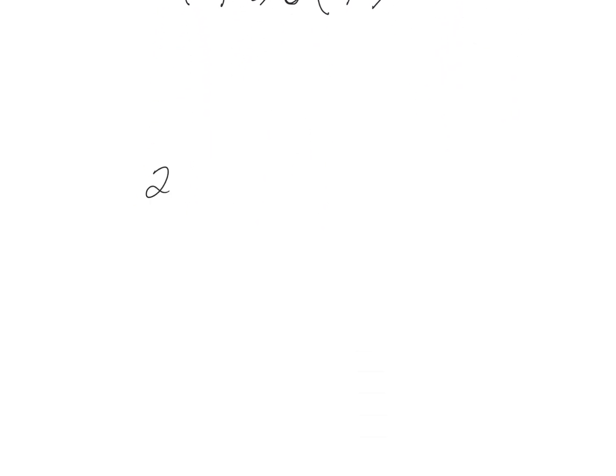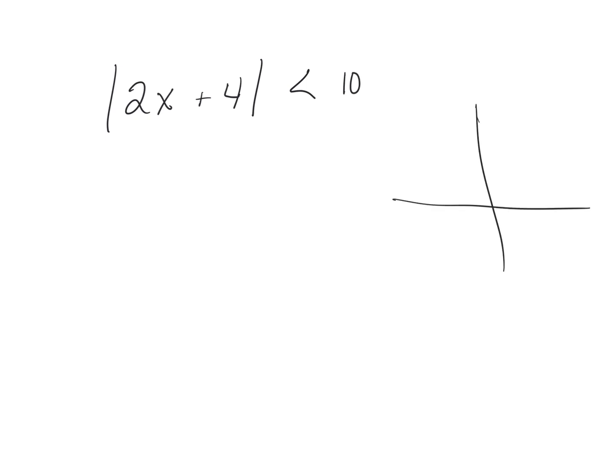Suppose I'm having 2x plus 4 less than 10. Let's do it on a new page. All right. Now let's think about what this looks like. Just a note, on this side, that makes that go up 4.